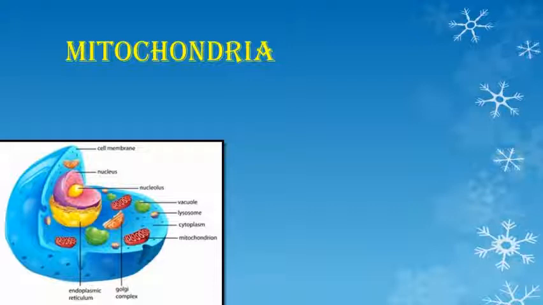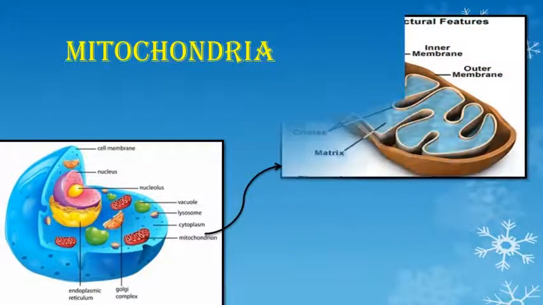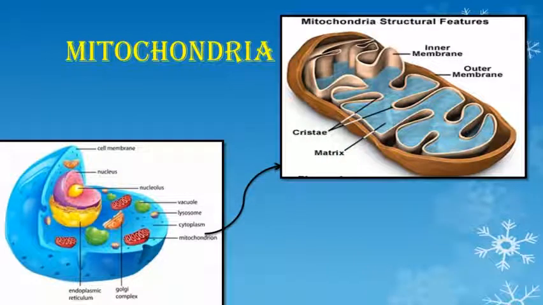Here you can see the structure of a cell in which you can see the nucleus, cell membrane and mitochondria. If we click on the mitochondria, we will look at its detailed structural features. Here you can see the structure of a mitochondria with the following labels: the inner membrane, outer membrane, cristae and matrix. So now let's learn the detailed structure of the mitochondria.